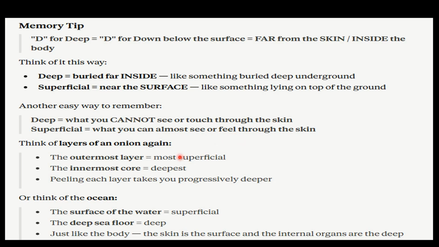Now you can also compare superficial and deep with an onion, because the outermost layer is the most superficial layer, and the innermost core layer is called the deepest layer. Okay, so peeling each layer takes you progressively deeper. Another example is the ocean. The surface of the water is superficial and the deep sea floor is deep. So just like a body, the skin is the surface and the internal organs are the deep floor. So I hope now it is quite clear what is deep and internal, what is superficial and external, and what are the differences between them.